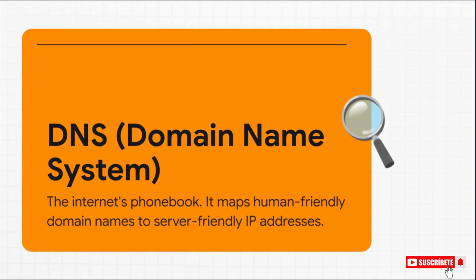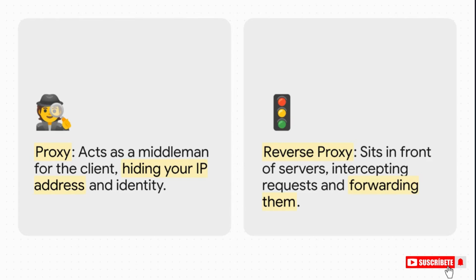We, as humans, remember names, right? Like example.com. Computers, on the other hand, they think in numbers, IP addresses. DNS is just the service that looks up the name you typed and finds the correct phone number for your browser to call. Now, that call doesn't always go straight through.